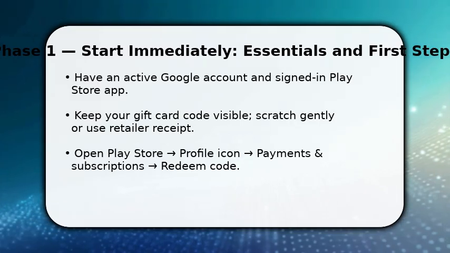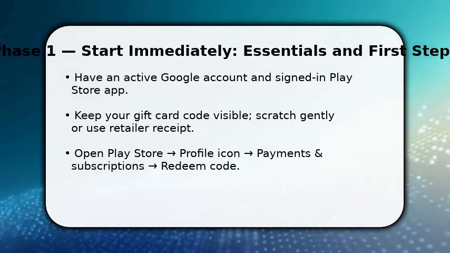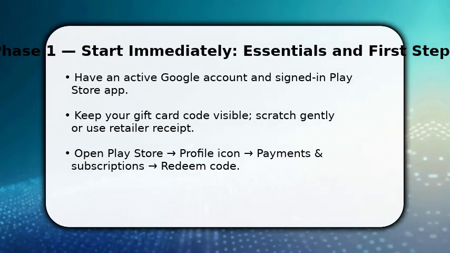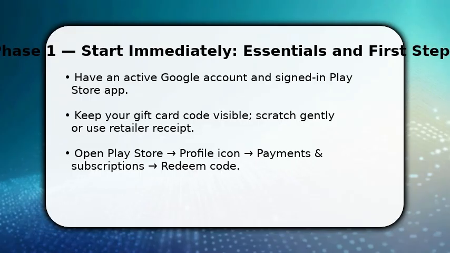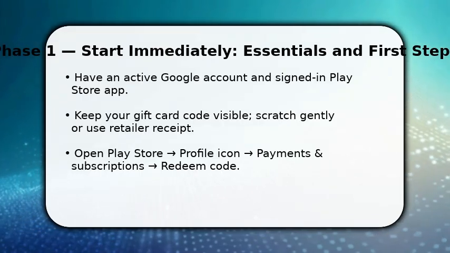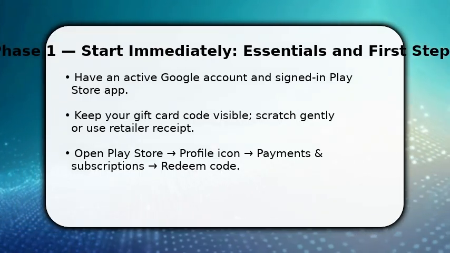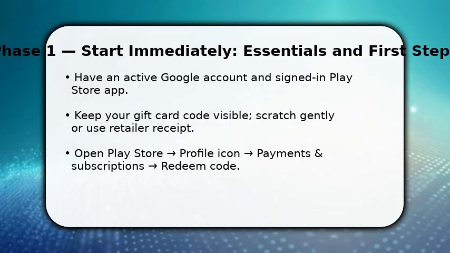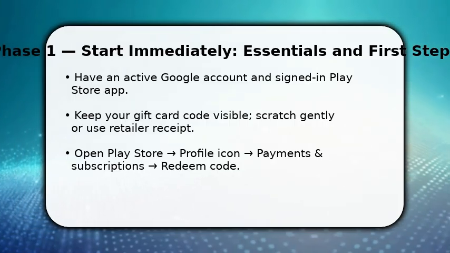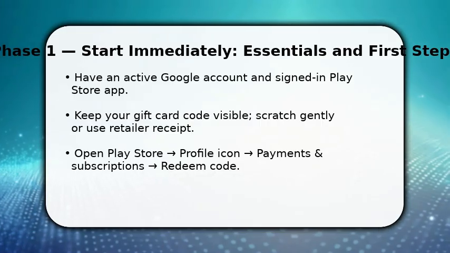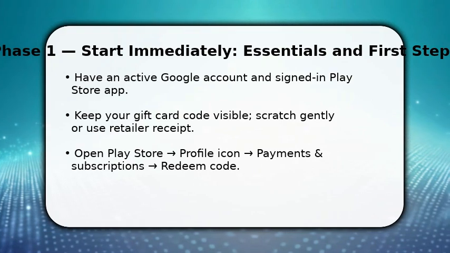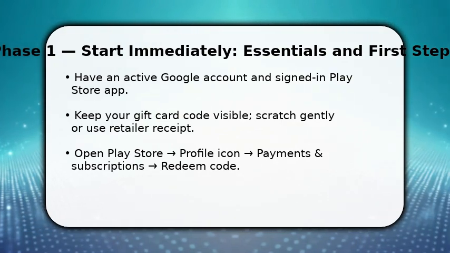Enjoy the video. You already have the card and a signed-in Google account. Now act. Open the Play Store app, tap your profile avatar, then choose Payments and Subscriptions. This saves time. Once there, select Redeem Code and carefully type or paste the 16-character code. Avoid spaces. You do this because redeeming links the card balance to your account instantly, making funds available for apps, subscriptions, or in-app purchases. After you enter the code, confirm the amount and press Redeem to apply the balance immediately.